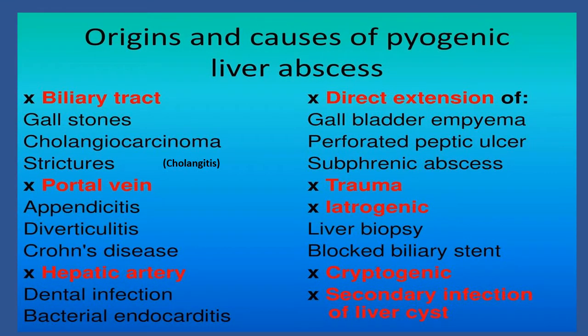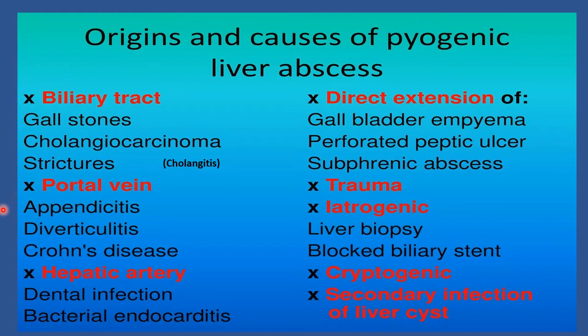The origins and cause of pyogenic liver abscess. The main source of the pyogenic abscess organisms is the biliary tract, like gallstone disease, acute cholecystitis, empyema of the gallbladder, cholangiocarcinoma with secondary infection, and bile duct strictures or stones leading to cholangitis and formation of severe infection ascending into the liver and causing abscesses. The biliary tract has become today the most common source of liver abscess.